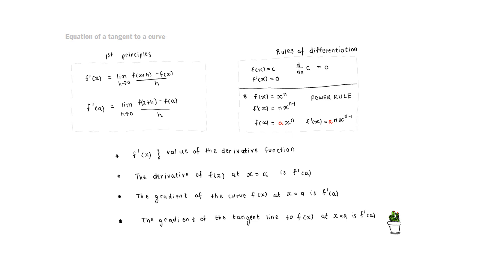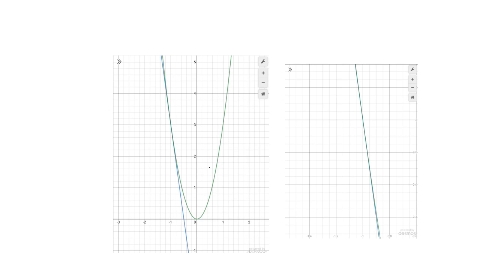That is the gradient of the curve at that point, and that is also the gradient of the tangent line at that point, right? So why are all of these things equivalent to each other? Well, I can explain that to you by using a picture.